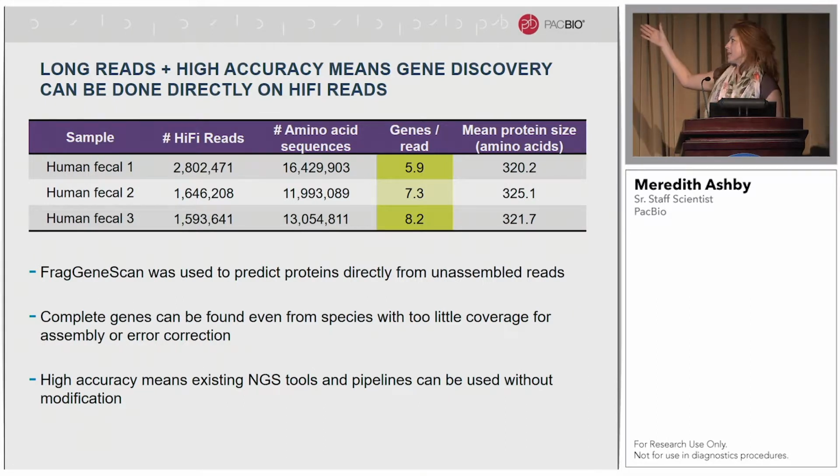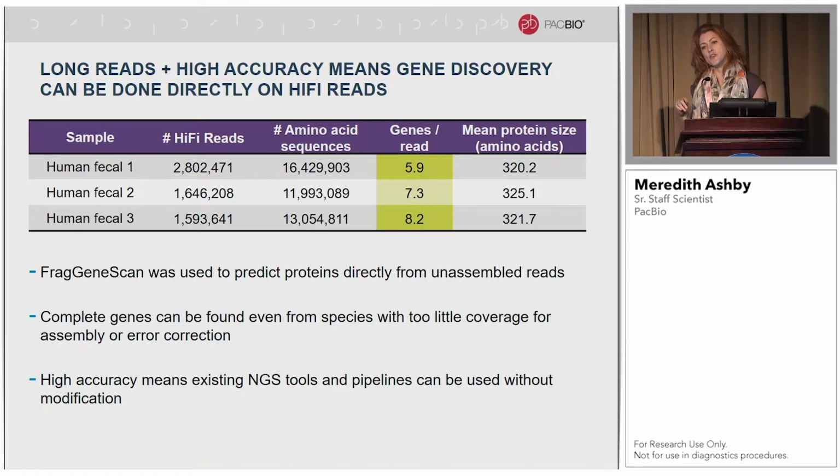Right? And so typically each one of these reads has between 6 to 8 intact genes on it that are error-free. And the reason that you can do this is because the reads are both long and accurate. And that's kind of the magical combination, right? So when you have reads that are both accurate and long, you're no longer dependent on assembly in order to do this type of gene discovery analysis.